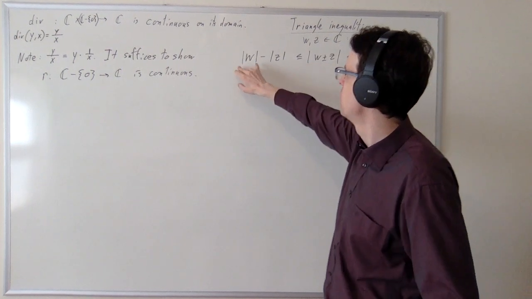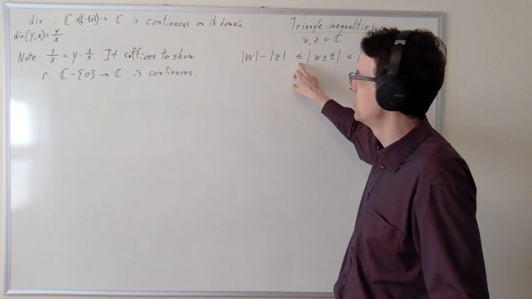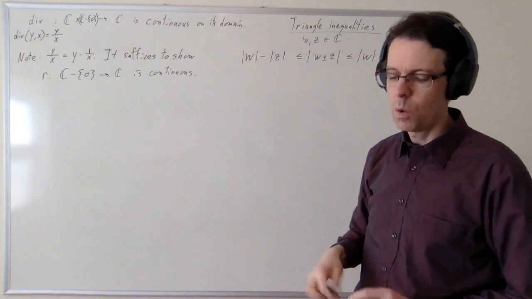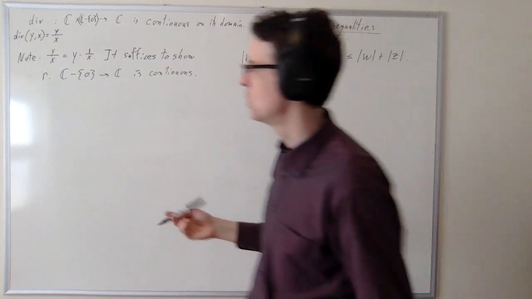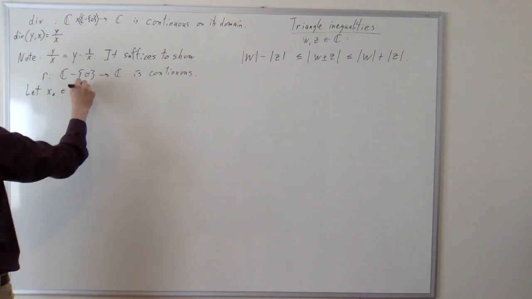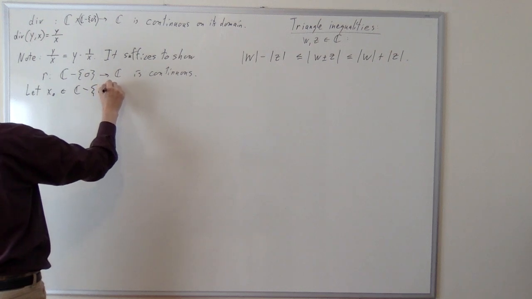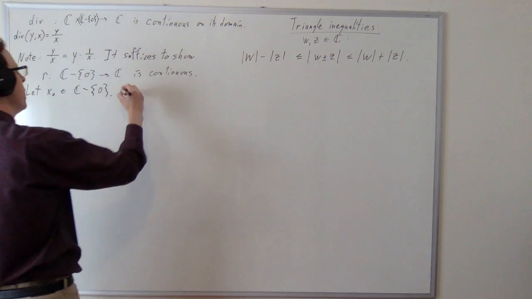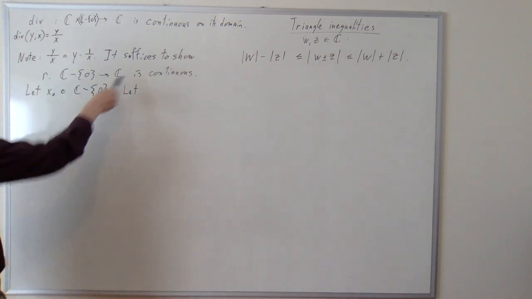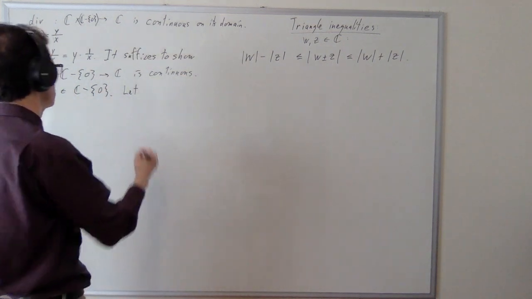So it's greater than or equal to the modulus of w minus the modulus of the small number. So we're actually going to have to use this inequality in this proof. All right, we're going to try to show that this is a continuous map. So let x naught be some point at which we're evaluating this map, and then we're going to show that the function is continuous at x naught.